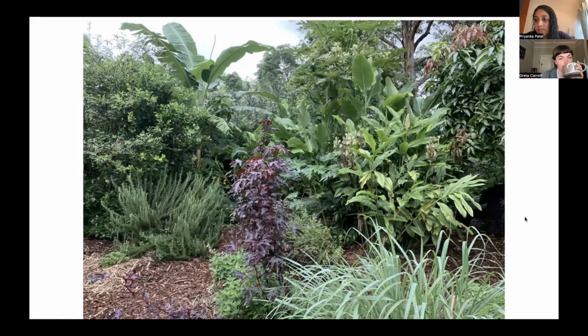Ideally, food forest needs. Sorry, Deb? Ideally, they all help each other, like they might attract pollinators, or they might attract insects that keep other pests down. Yep. Is there any other needs that a food forest might need?